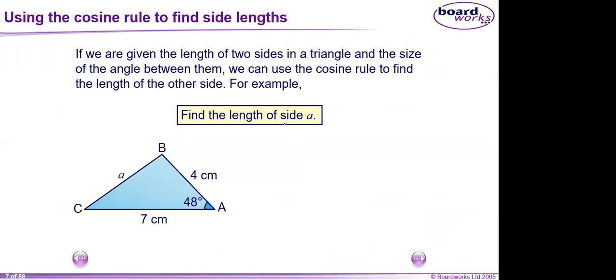So they want us to obtain the length of side A. So we know very well that this is side A. Members, which side is this down? B. Very good. Which side is this? C. Very good. Can we state our rule? What does our rule say? A squared is equal to B squared plus C squared minus 2BC.